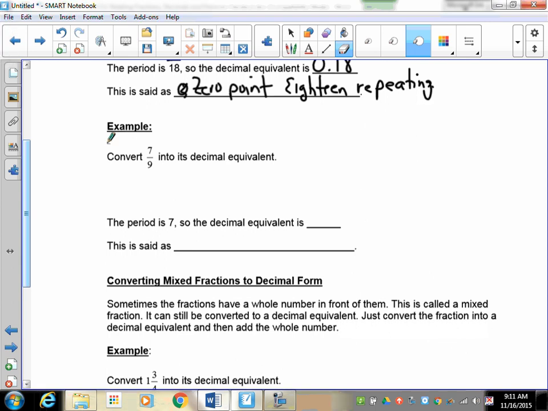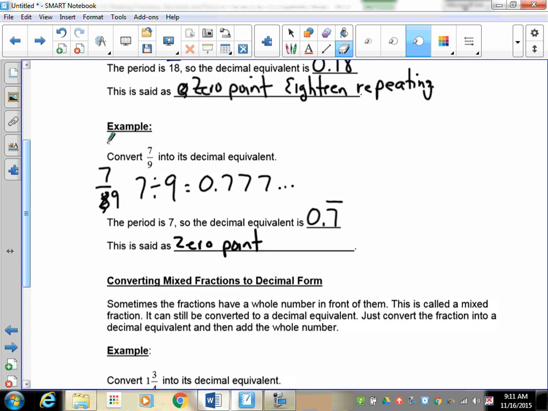All right, so now we have 7 over 9 as the fraction we're given. 7 divided by 9 gives you 0.777. It goes on and on and on. The period is the 7, so the decimal equivalent is going to be 0.7. The 7 is repeating, and that's all you have to write down. So this is 0.7 repeating.